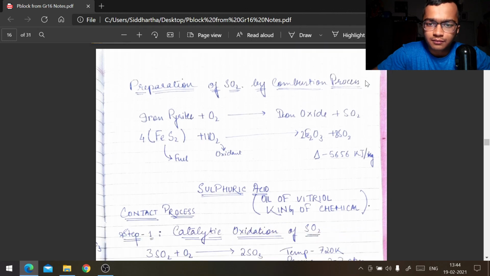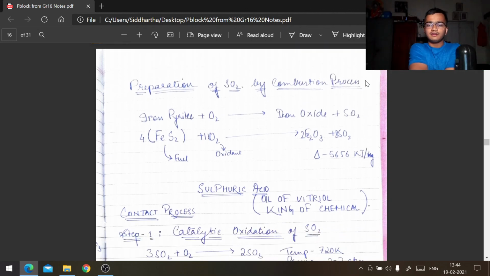Moving on. Preparation of SO2 by the combustion process. How is SO2 prepared by the combustion process? We take iron pyrites, which is FeS2, a kind of fuel, and perform oxidation.